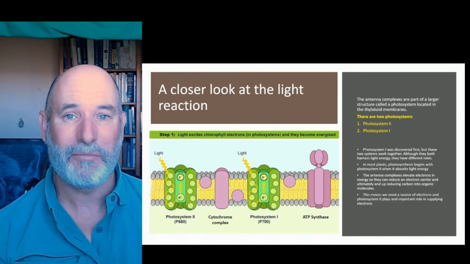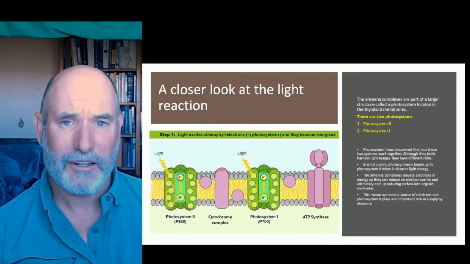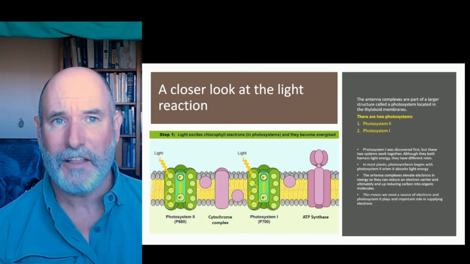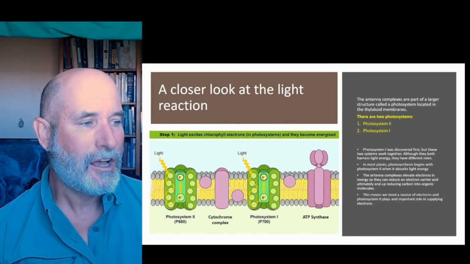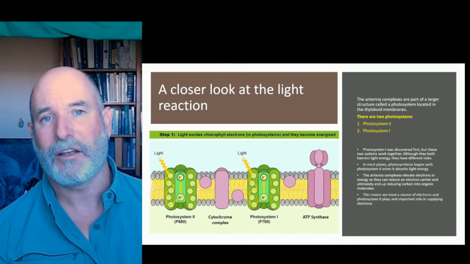actually used to pump protons into the thylakoid space. And as they do that, they're doing work. They're going down in energy. So photosystem 1 will then re-elevate those electrons so they can be carried to the Calvin cycle.